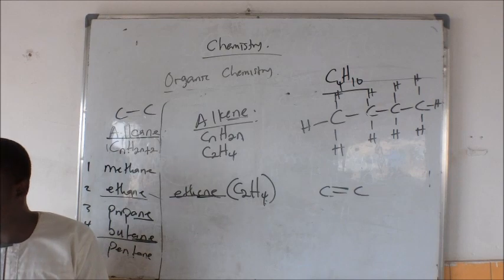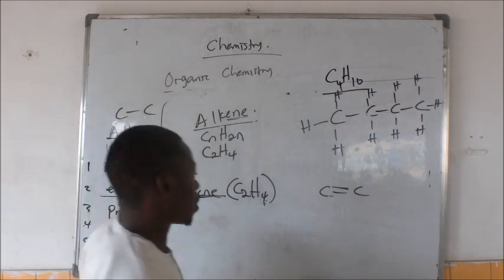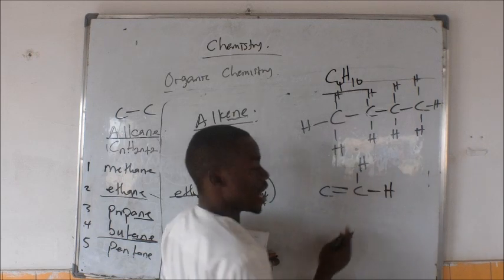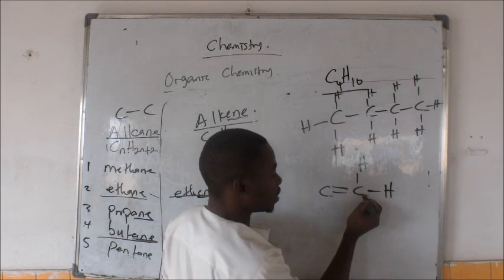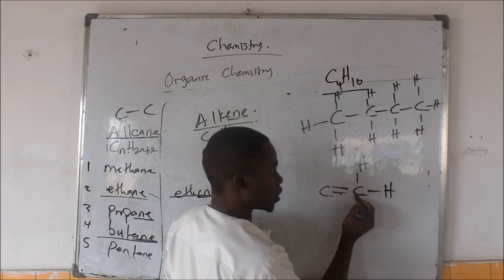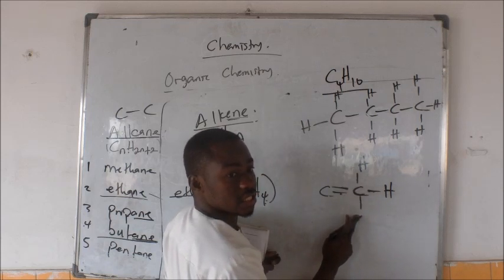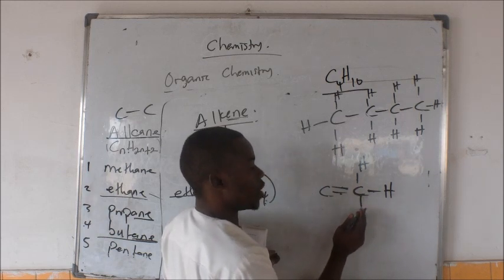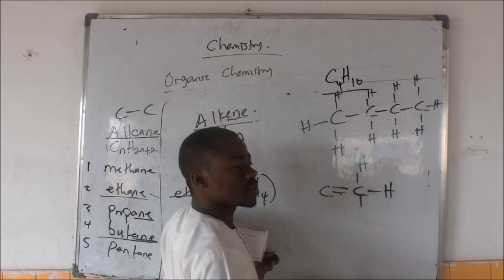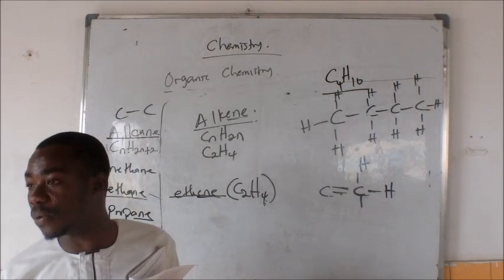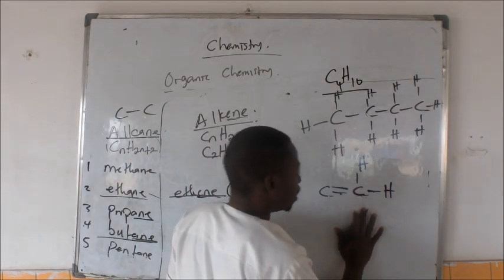Okay? This one now, we have hydrogen. This one now, we have hydrogen. How many bonds are surrounding carbon here? 1, 2, 3, 4. For this particular one, you can't put anything again. You can't put anything here again, because if you put here now, it will be 5. That means it's violating the tetravalency property of carbon. So here, it will be like this.